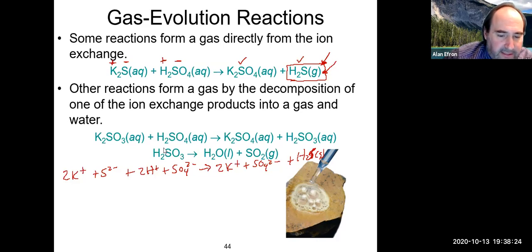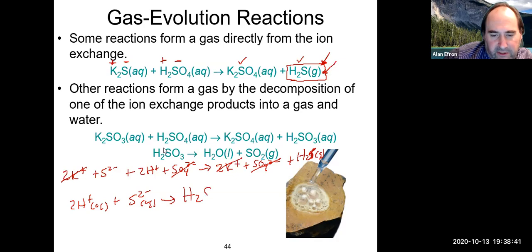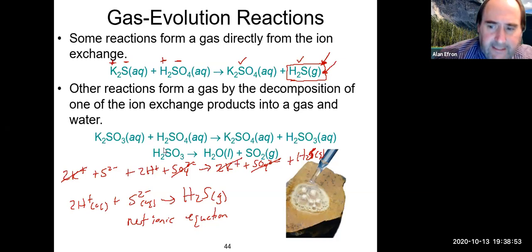In this case, our spectator ions would be our couple of potassiums. It would also be our sulfate. And ultimately what's happening here is our two hydrogens are coming together with our sulfide to form our H2S gas. And again, this would be our net ionic equation that's happening here. So again, solid, liquid, or gas, when you get to that total ionic, you do want to keep it together. Question on that there?